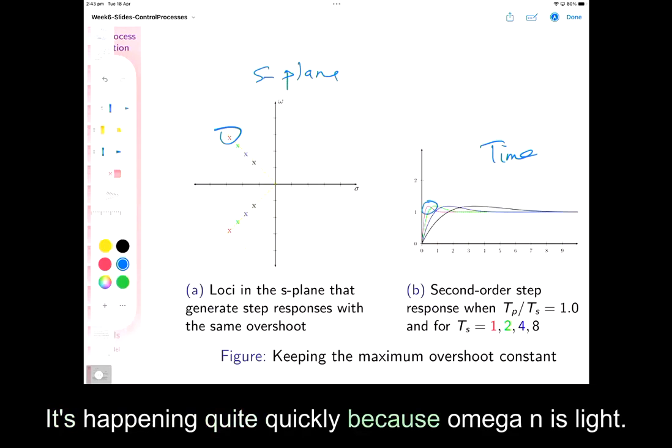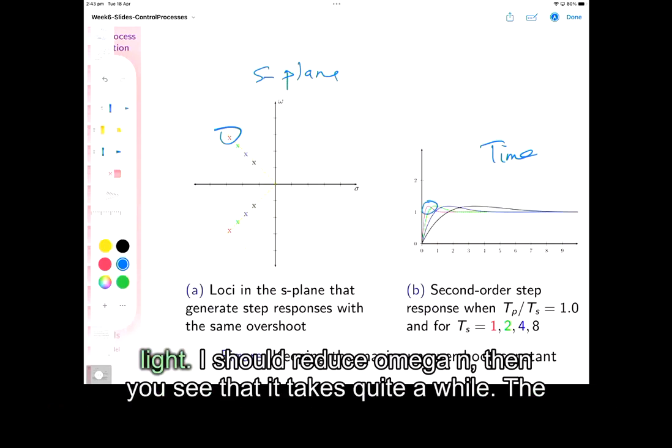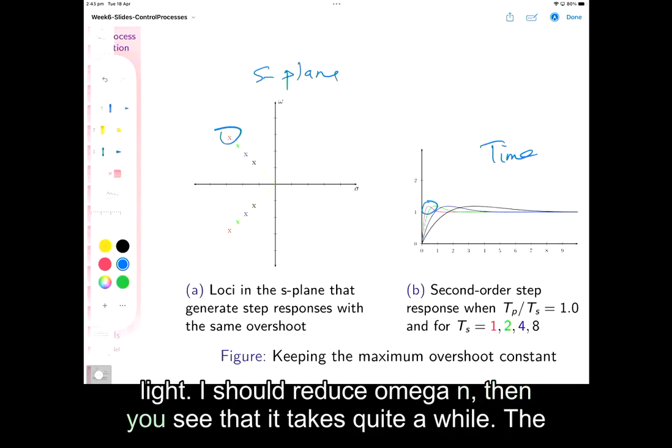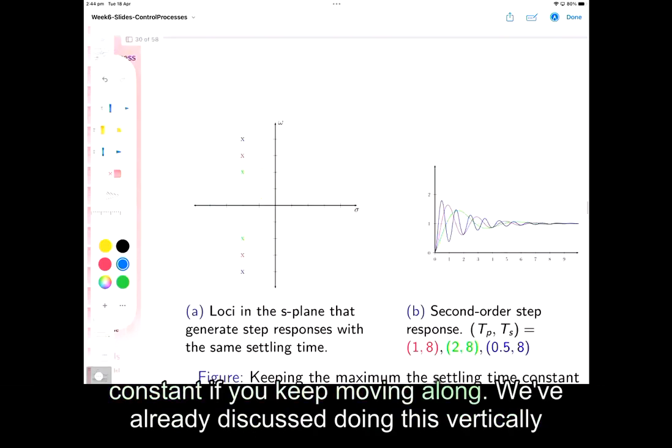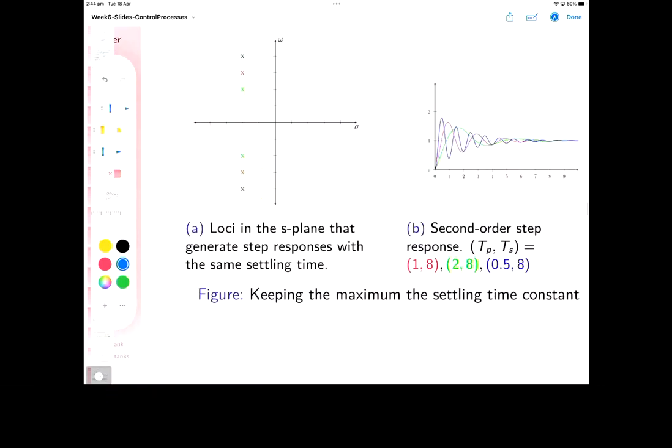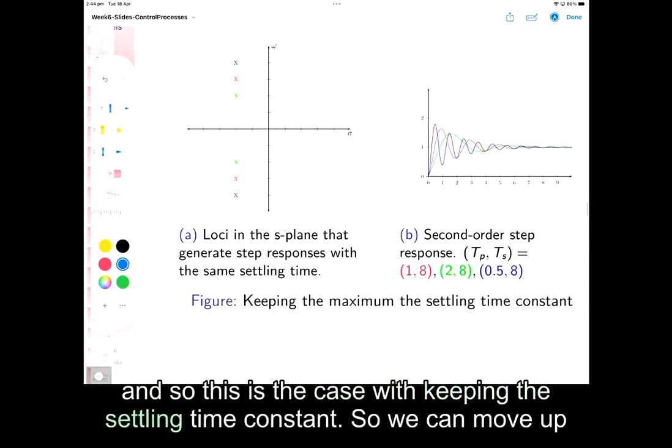It's happening quite quickly because omega n is larger. As you reduce omega n, then you see that it takes quite a while. The amount of overshoot is pretty much the same, right? So this is keeping the maximum overshoot constant, if you keep moving along. We've already discussed doing this vertically, and so this is the case with keeping the settling time constant.